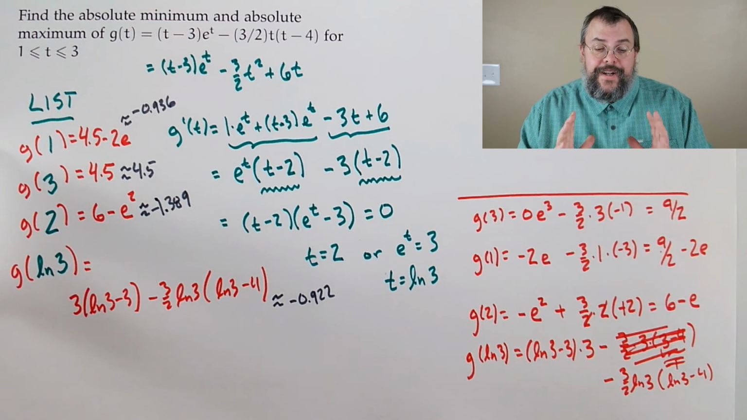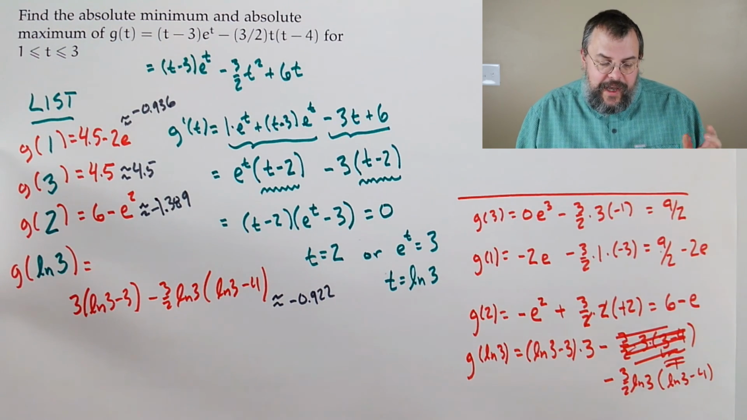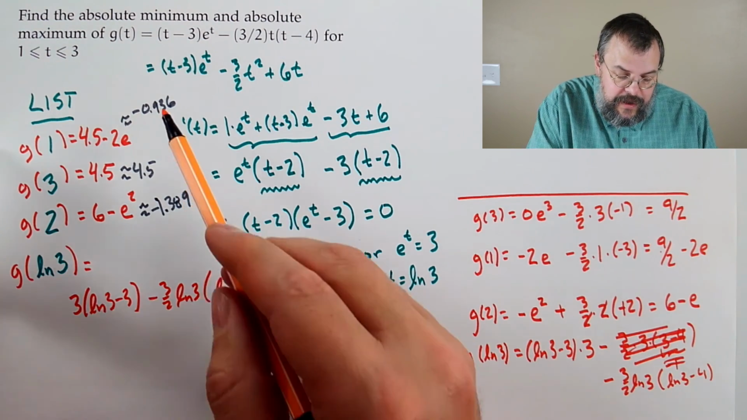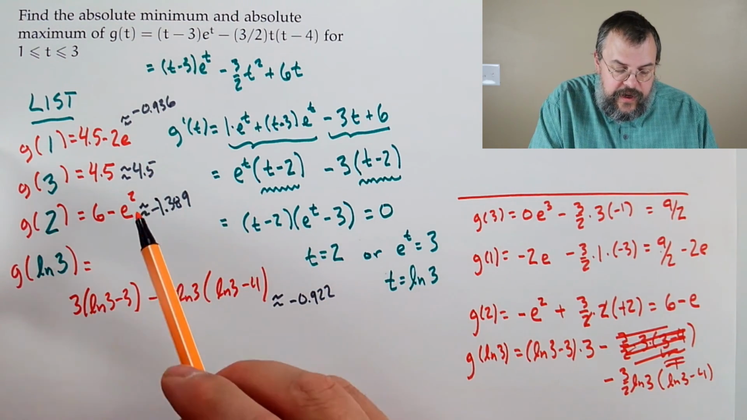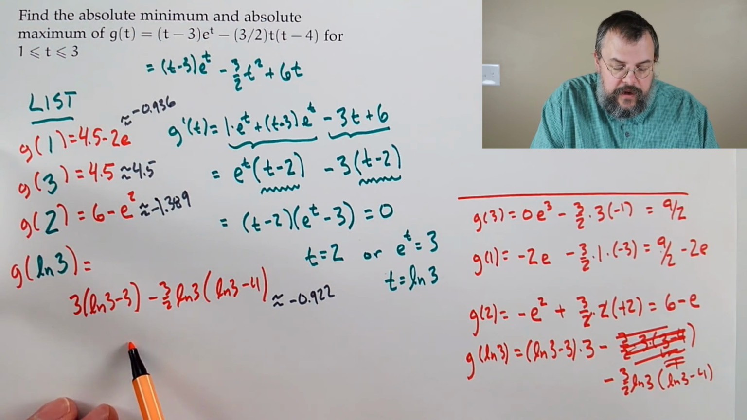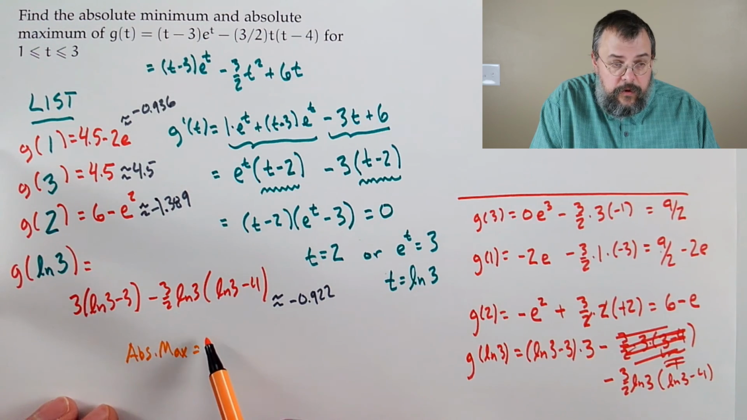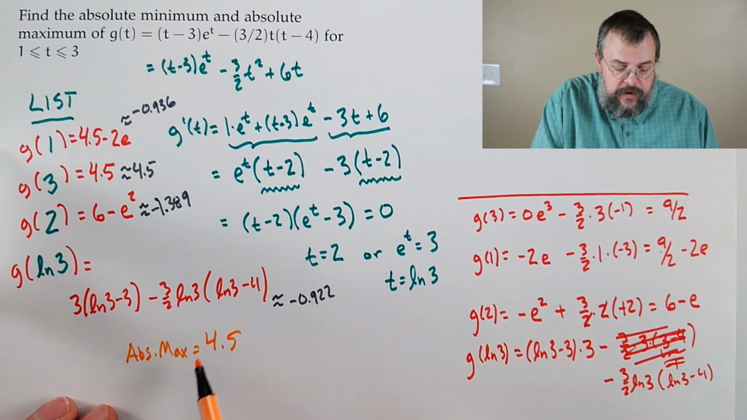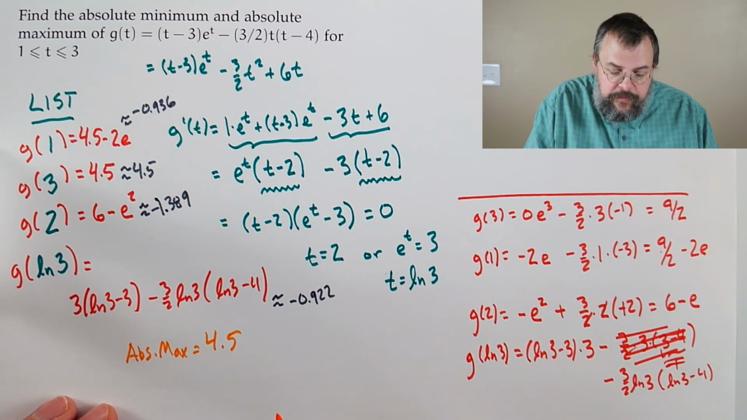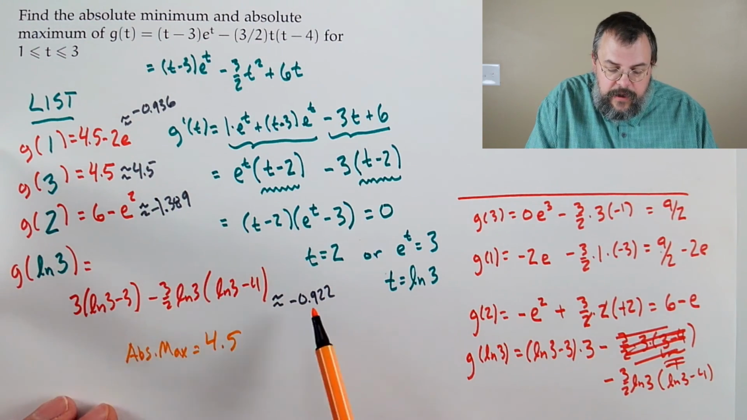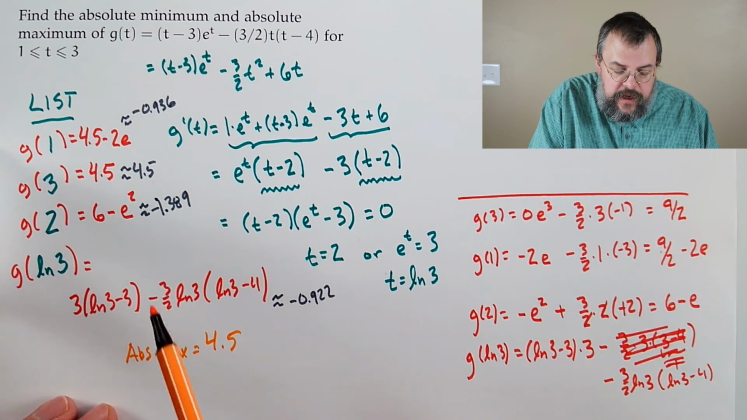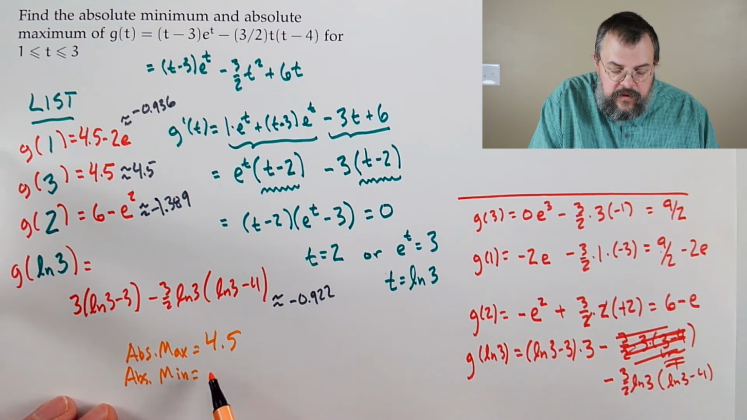Now, we're not done. The last thing to do is to scan. What's the largest value? Well, between these four options, the largest value is 4.5. So our absolute max is 4.5. Okay, what's the lowest number? Well, between, again, these four options, it's this negative 1.389. So our absolute min is 6 minus e squared.